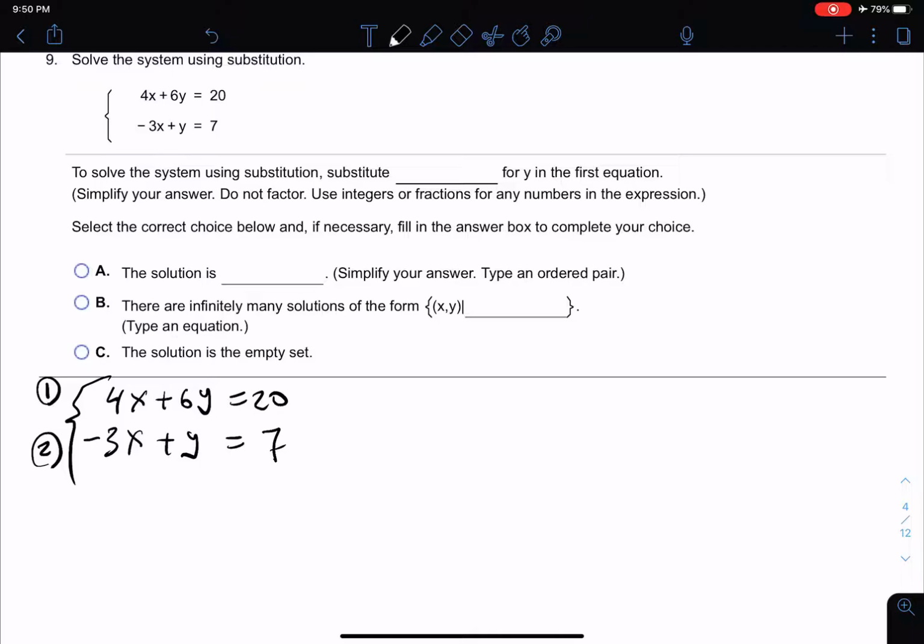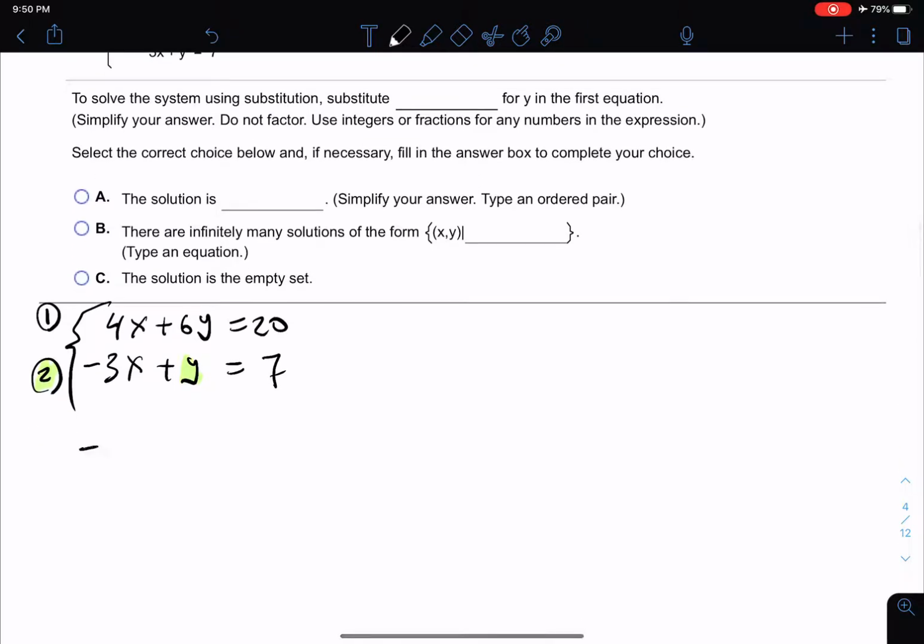You want to solve for x or y on equation 1 or 2. Some people might say 1, and they want to solve for x. They might want to solve for y, but I say take equation number 2 because equation number 2 already has y, 1y. So it's going to make solving for y really quick and easy. So I can take equation number 2, negative 3x plus y equals 7. I could add 3x to both sides, and that gives me y equals 3x plus 7.